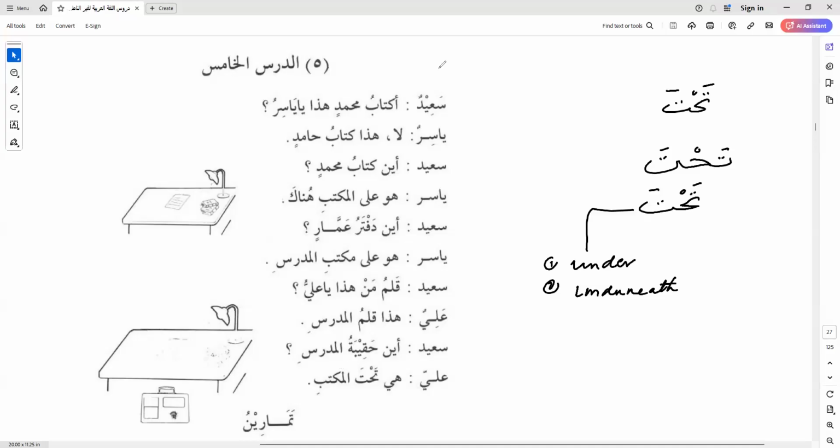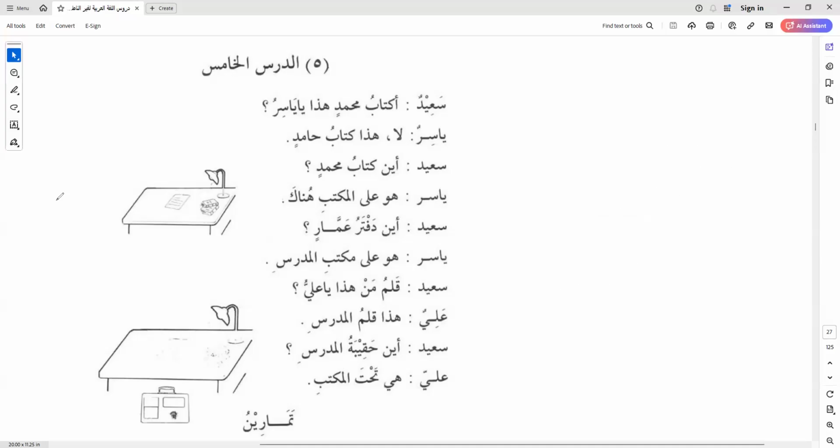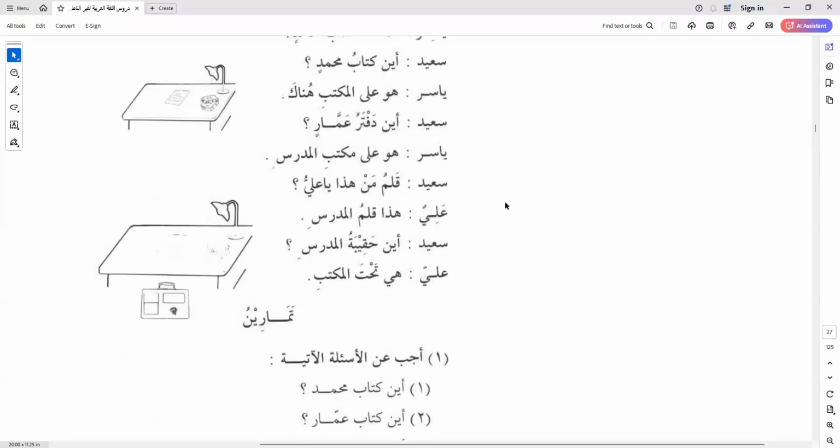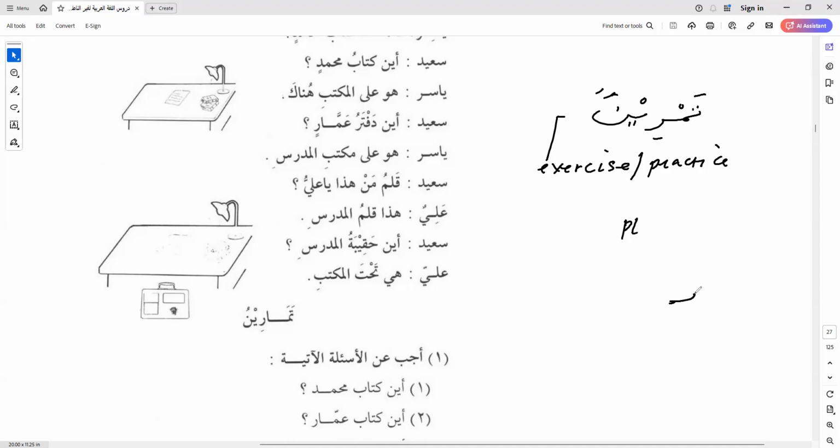Let's look at the tamareen, the exercises. Tamareen, don't forget it. Tamreen is singular. Always remember, it means exercise or practice. And then tamareen is the plural.